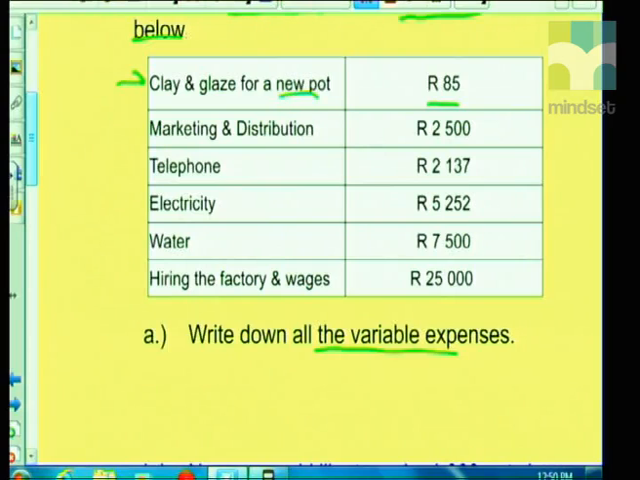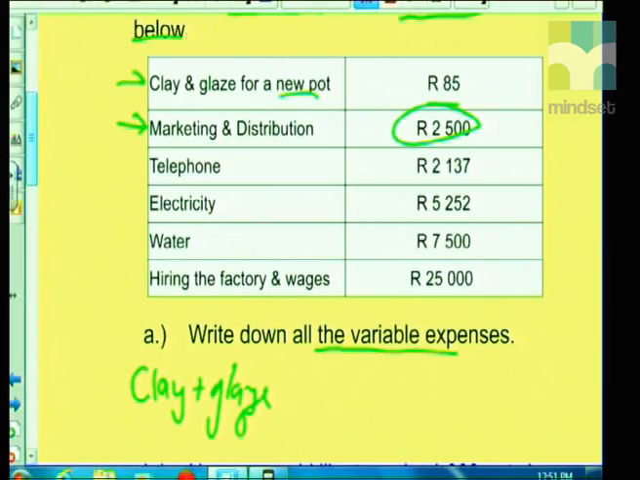Is that a fixed cost or a variable cost? Well, it depends on how many pots you're going to do. So clay and glaze, it's variable. Clay and glaze, it's definitely variable. What about the marketing and distribution costs? Well, that could be variable as well, because we don't know. We might have a contract here. It might be fixed. I'm going to suggest that that's fixed because it's in a contract and it's rounded off.